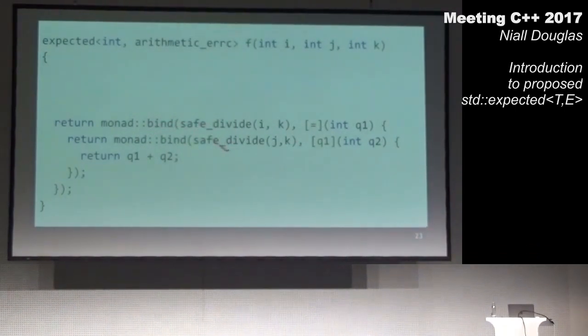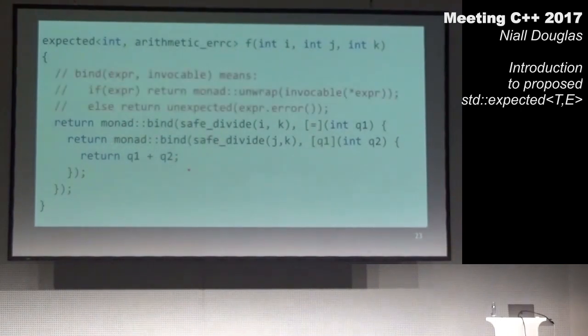So what we do is we call the safe divide function that we had earlier on. If that returns something successful, it will call this callable here, which is this lambda. This lambda then calls another bind operation calling the same safe divide but with different parameters. And if it's successful, it will call this lambda here. This lambda then goes and adds Q1 and Q2, returns it back out, and that will correctly return an expected int arithmetic ARC. If either of these safe divides fails, it will automatically propagate the arithmetic ARC back out. Okay, so this saves you having to write all the if statements, but it's exactly the same. It's equivalent in every way.